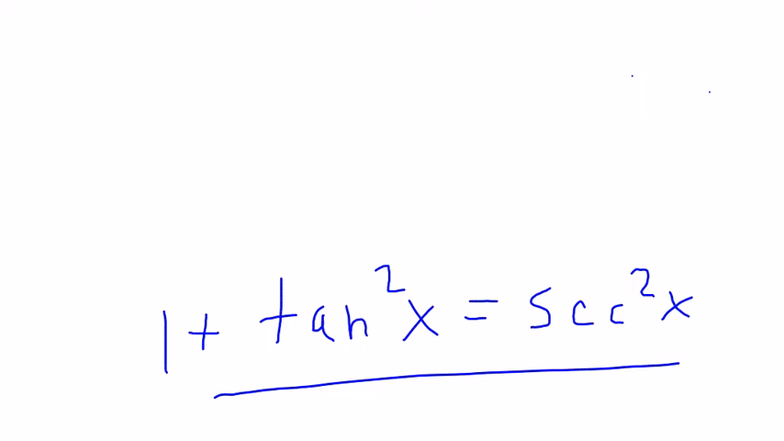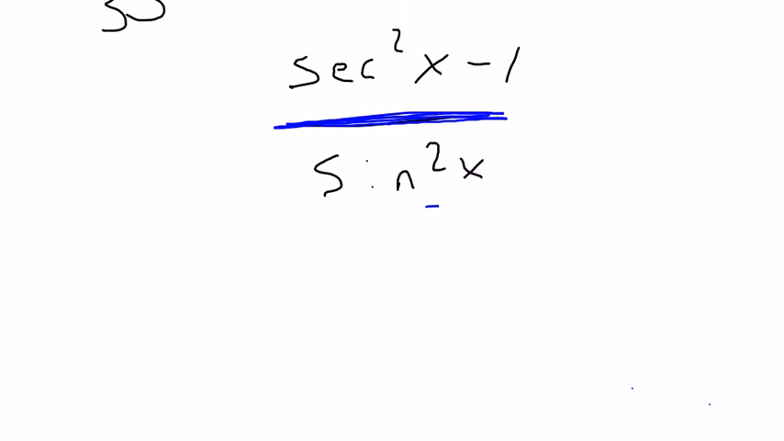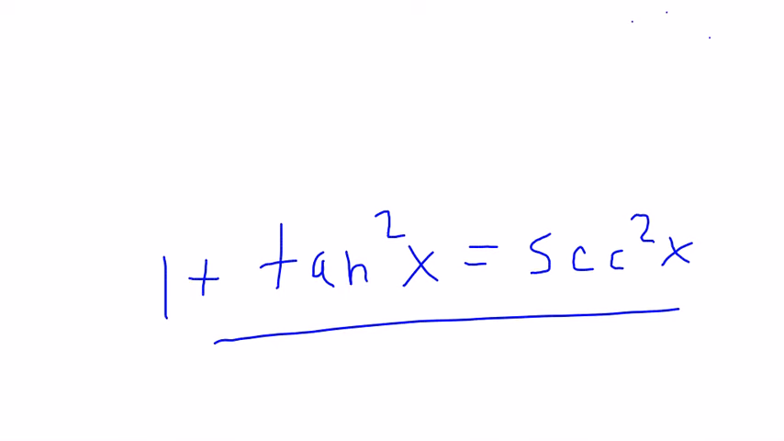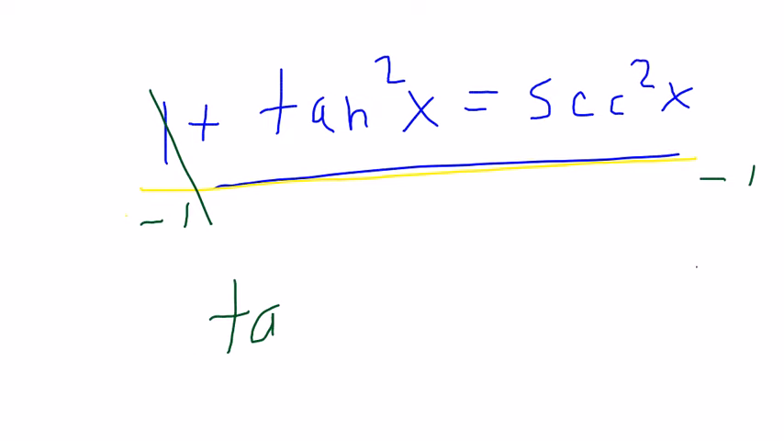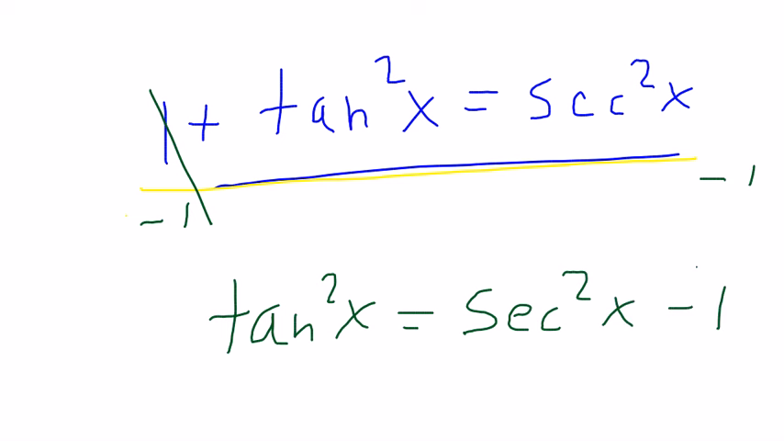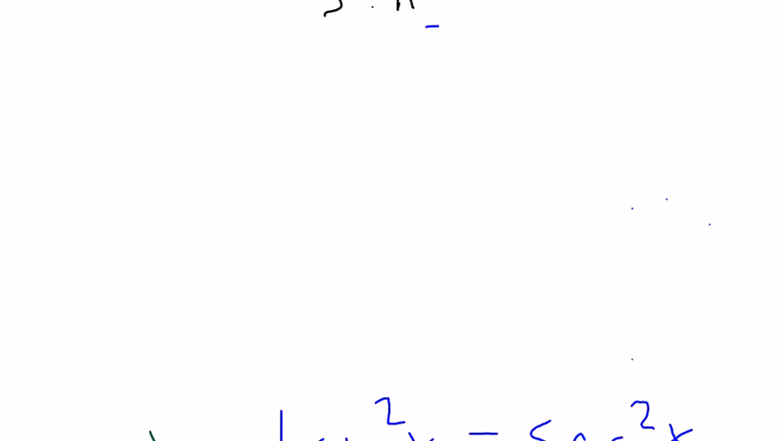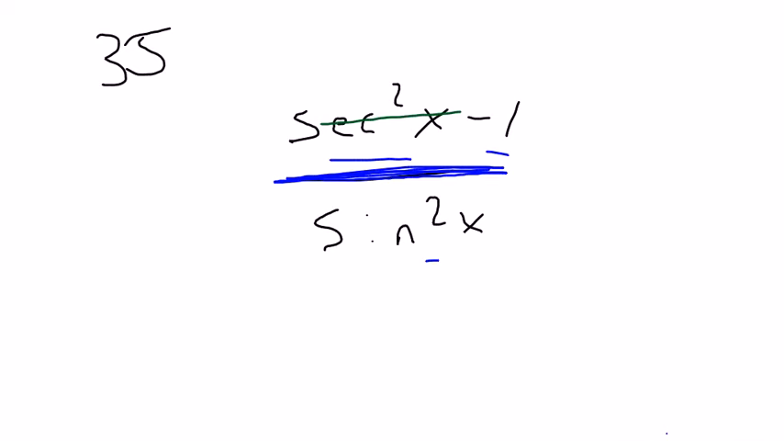Okay, so how does that help us with our problem? In our problem we have secant squared minus 1. Well, what would happen if we subtracted 1 from both sides in this equation here? If I subtract 1 here and 1 here, it cancels out here. I'm left with tangent squared x equals secant squared minus 1. Okay, well, we had secant squared minus 1 up in our problem. So wherever we see secant squared, we can write in tangent squared. So this top just became tangent squared.